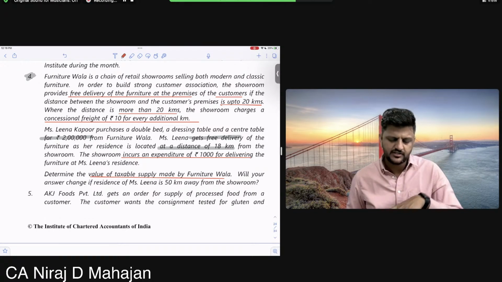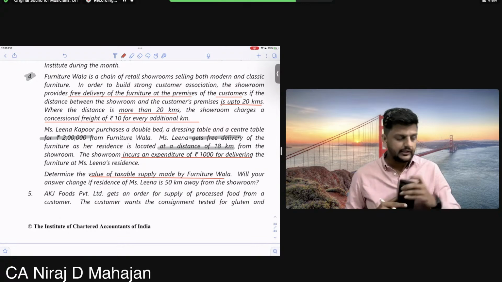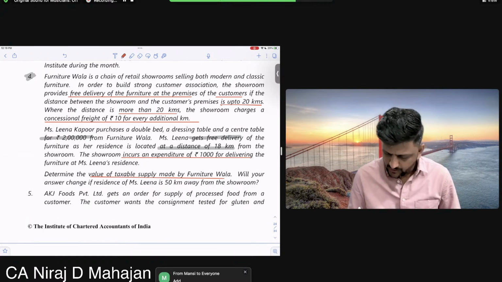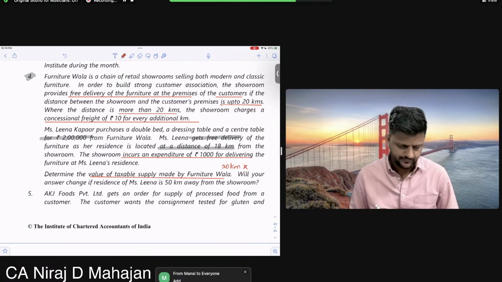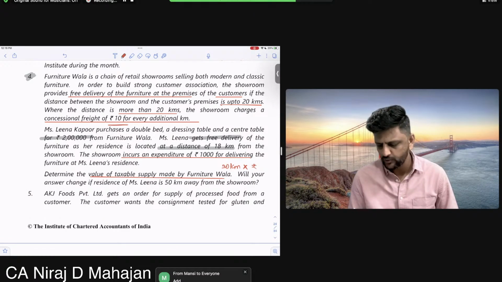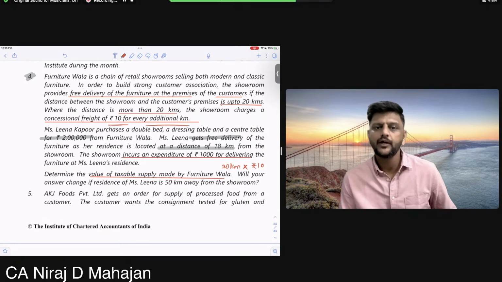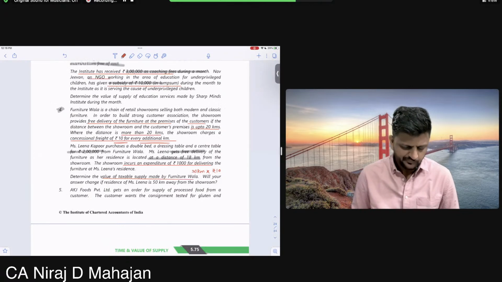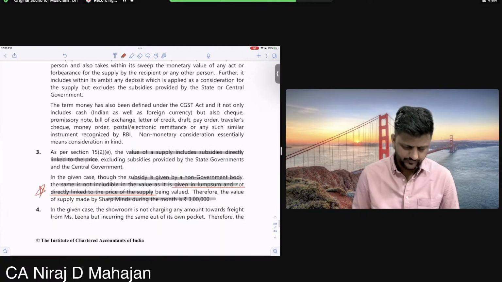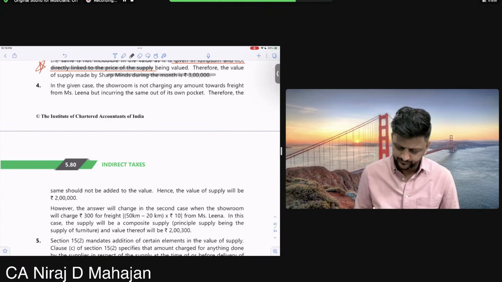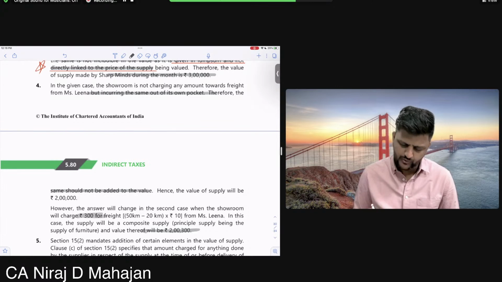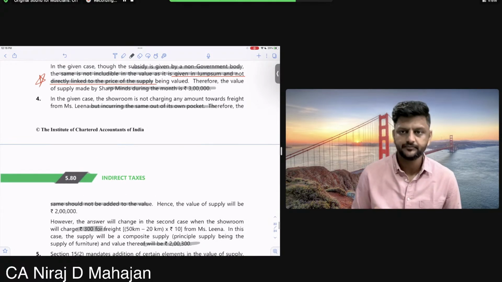Will your answer change if residence is 50 kilometers away? Then we will have to take up to 20 kilometers as exempt, but 30 kilometers is additional. So 30 kilometers into what is the rate? Rupees 10 per kilometer, additional. That we will add, 300 rupees, and we will add it in the amount. Okay, clear till here? Second case, obviously for 300 rupees we are adding, so that will be part of the supply. Okay.